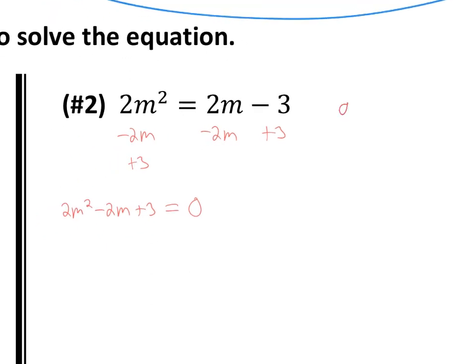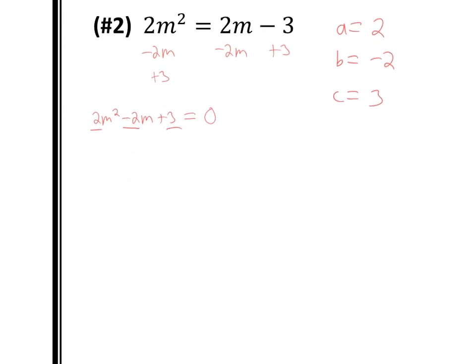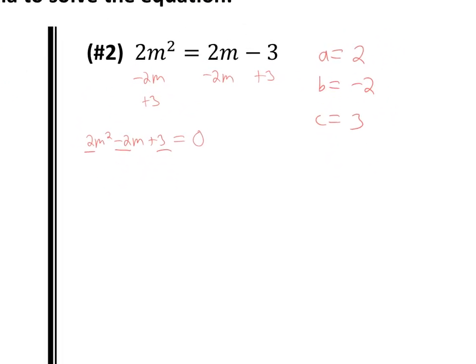Okay, let's figure out our a, b, and c now. Our a is in front of the m squared, which is 2. b is in front of the m, which is -2. And c is the number by itself, which is 3. So we're going to plug into the quadratic formula. See if you can sing it with me. x equals -b plus or minus the square root of b squared minus 4ac all over 2a.